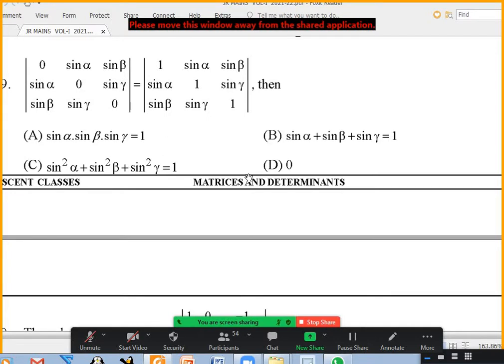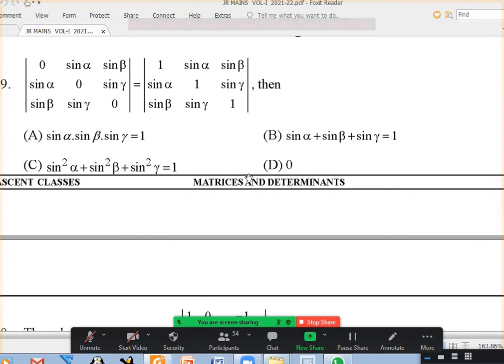Okay, sir. Basically, you will get sin A equal to sin B equal to sin C. You have to understand A equal to B equal to C means equilateral triangle. So angle A is 60, angle B is 60, angle C is 60. That's the overall idea. Okay, sir.